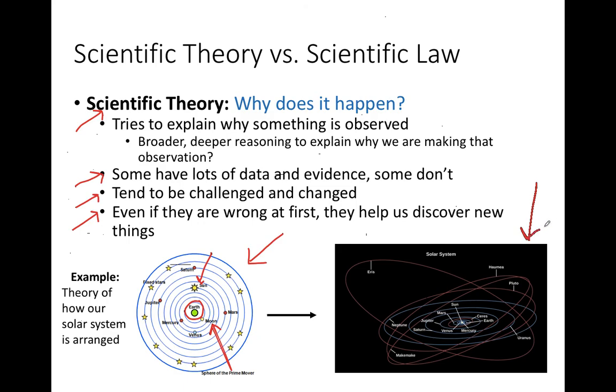This diagram here is our current understanding of the solar system, where the sun is the center, and then our planets and different things, different stars and such, are orbiting around the sun instead of the Earth being the center. So yes, this original theory helped us understand and get us to our current theory that we have now.